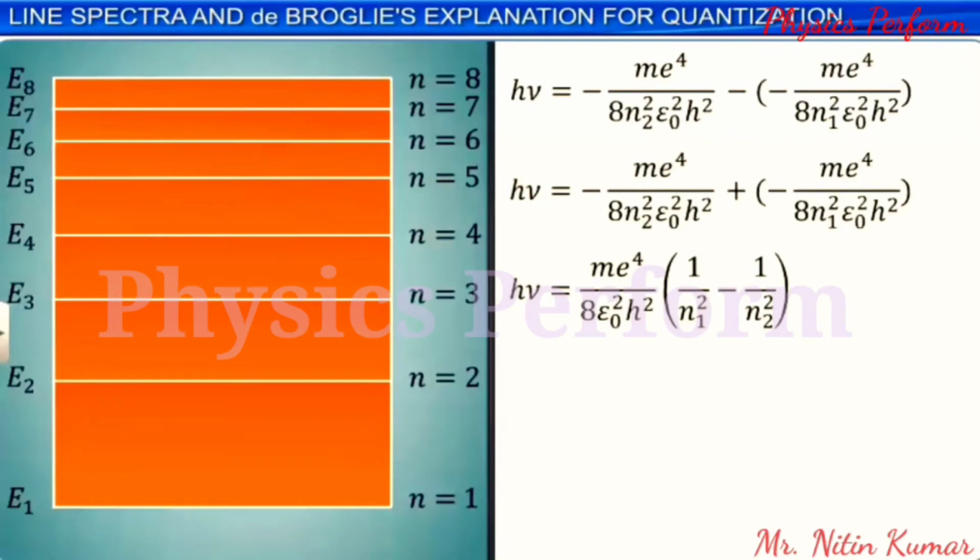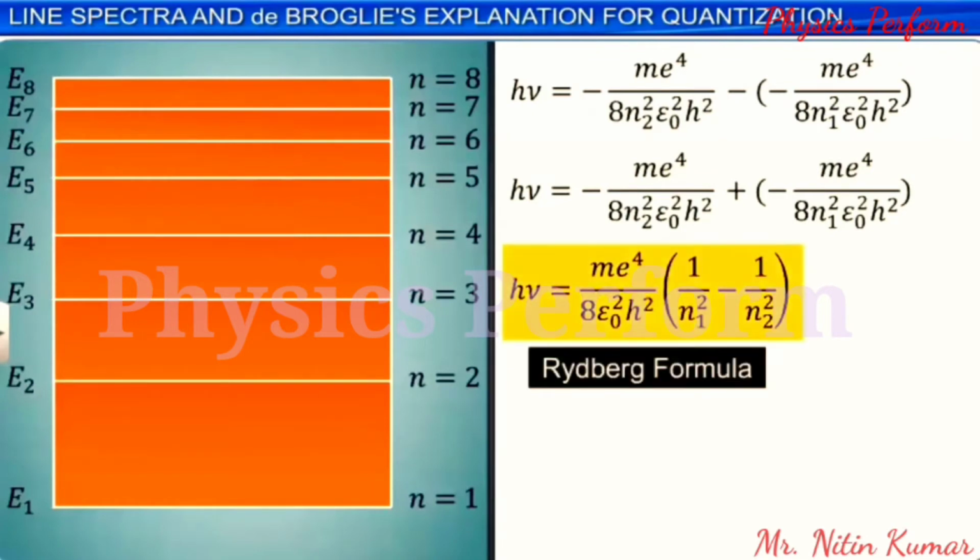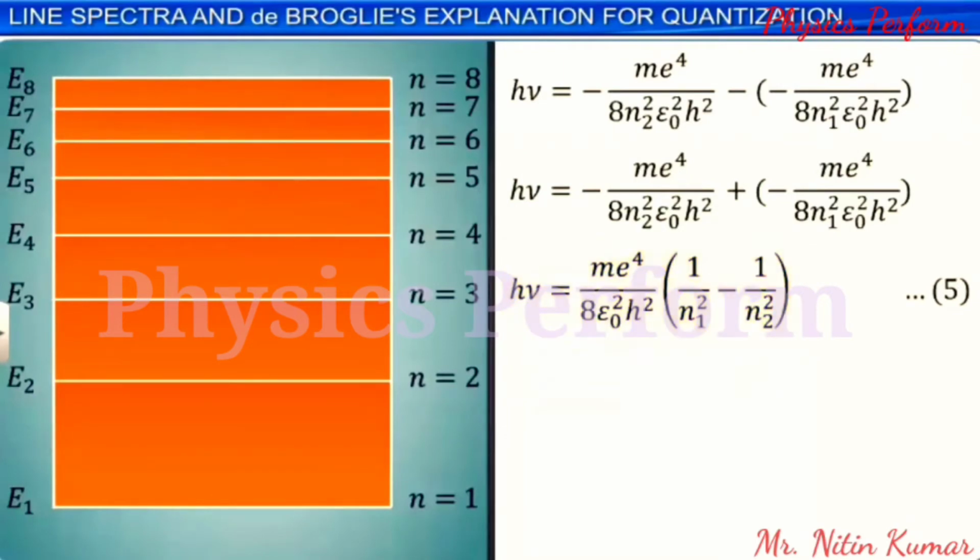This equation is called Rydberg's formula. Let this be equation 5. From equation 5, we get nu is equal to m e to the power 4 by 8 epsilon naught square h cube into 1 by n1 square minus 1 by n2 square. Let this be equation 6.